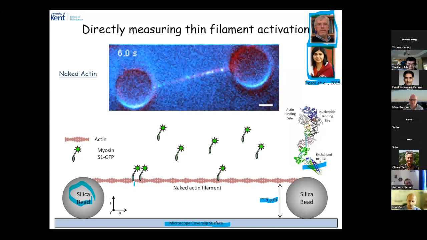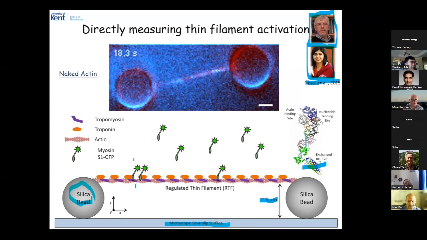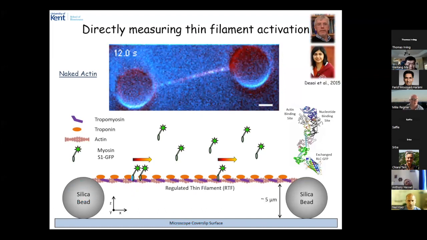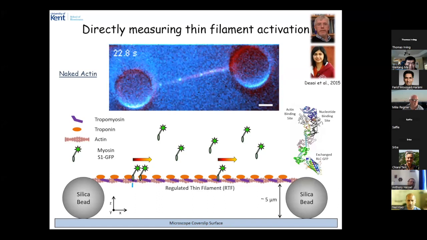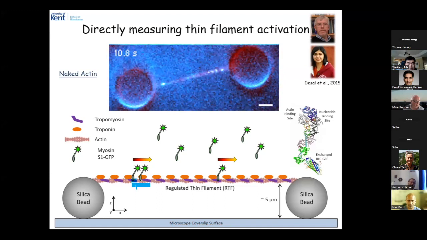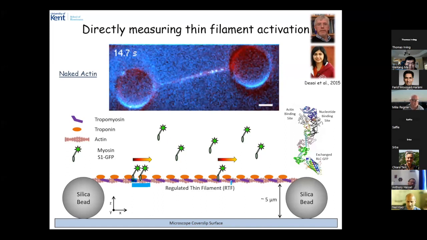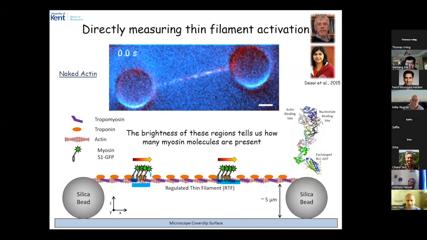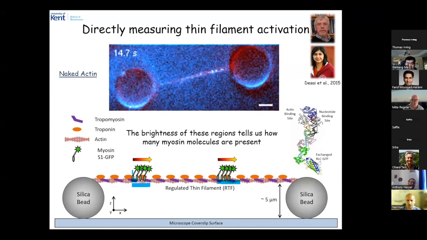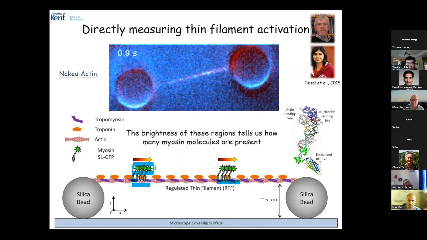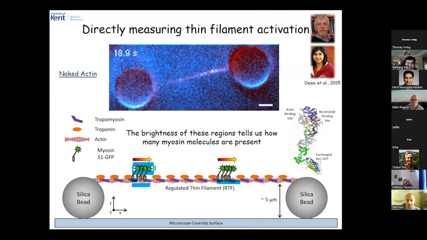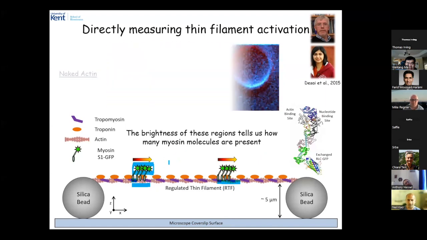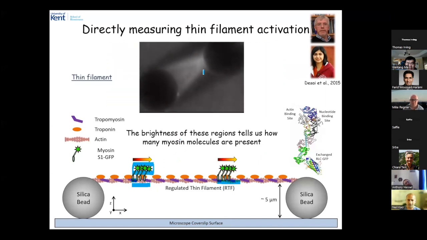But what happens when we regulate the system? When we regulate the system, we now have myosins that can bind to these regions, and we expect them to probably activate locally, as we see in this animation. And so what we'd then expect to see is bright clusters of fluorophores. The brightness of this cluster relates to the number of myosins that are present. This is what we get when we visualize this, and you can see these really nice bright clusters of myosins binding to an actin filament that is unlabeled in this particular video.